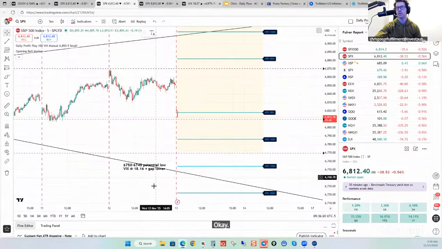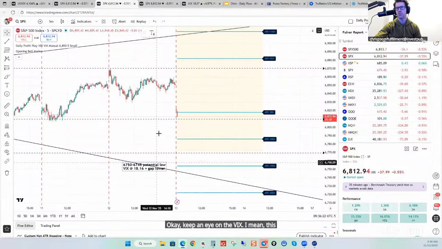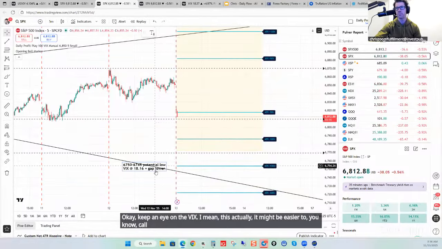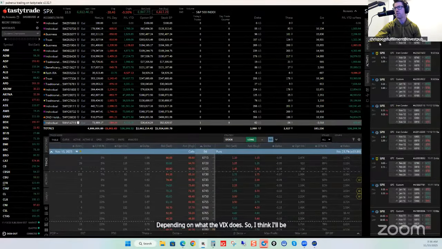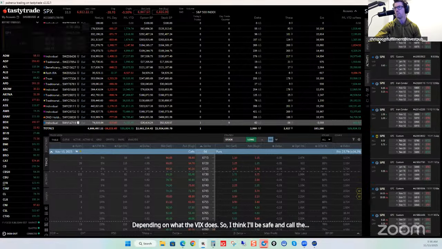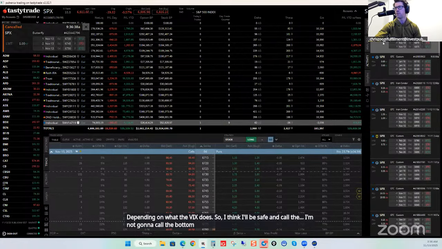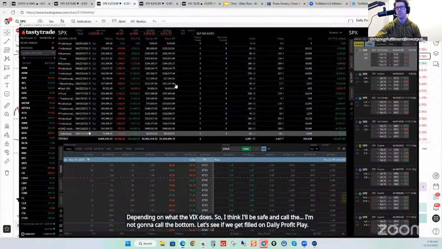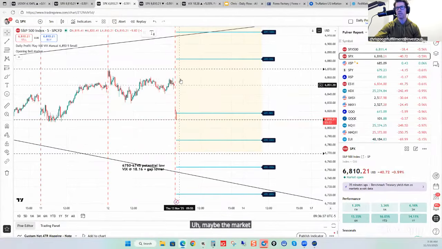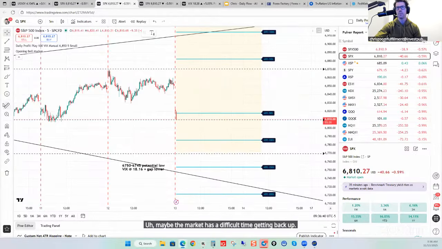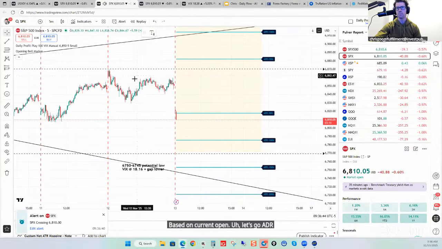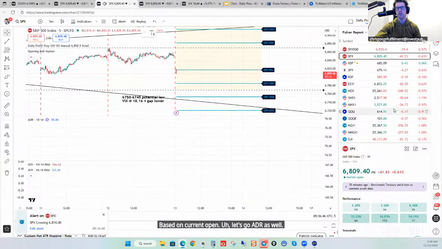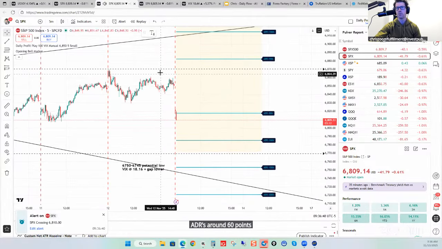Okay, keep an eye on the VIX. I mean, it might be easier to call the top today versus the bottom, to be honest, depending on what the VIX does. So I think I'll be safe and I'm not going to call the bottom. Let's see if we get filled on daily profit play. Maybe the market has a difficult time getting back up based on current open. Let's go ADR as well. ADR is around 60 points.